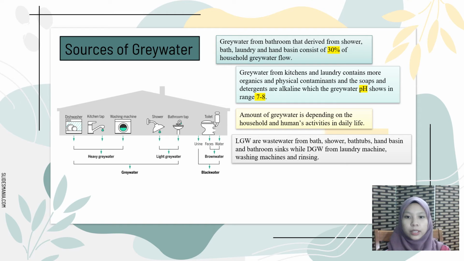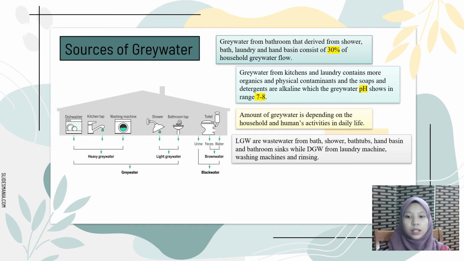Sources of greywater. Greywater from bathroom that derive from shower, bath, laundry, and hand basin consists of 30% of household greywater flow. Greywater from kitchen and laundry contains more organics and physical contaminants, and the soap and detergent are alkaline, which the greywater pH shows in range 7 to 8.